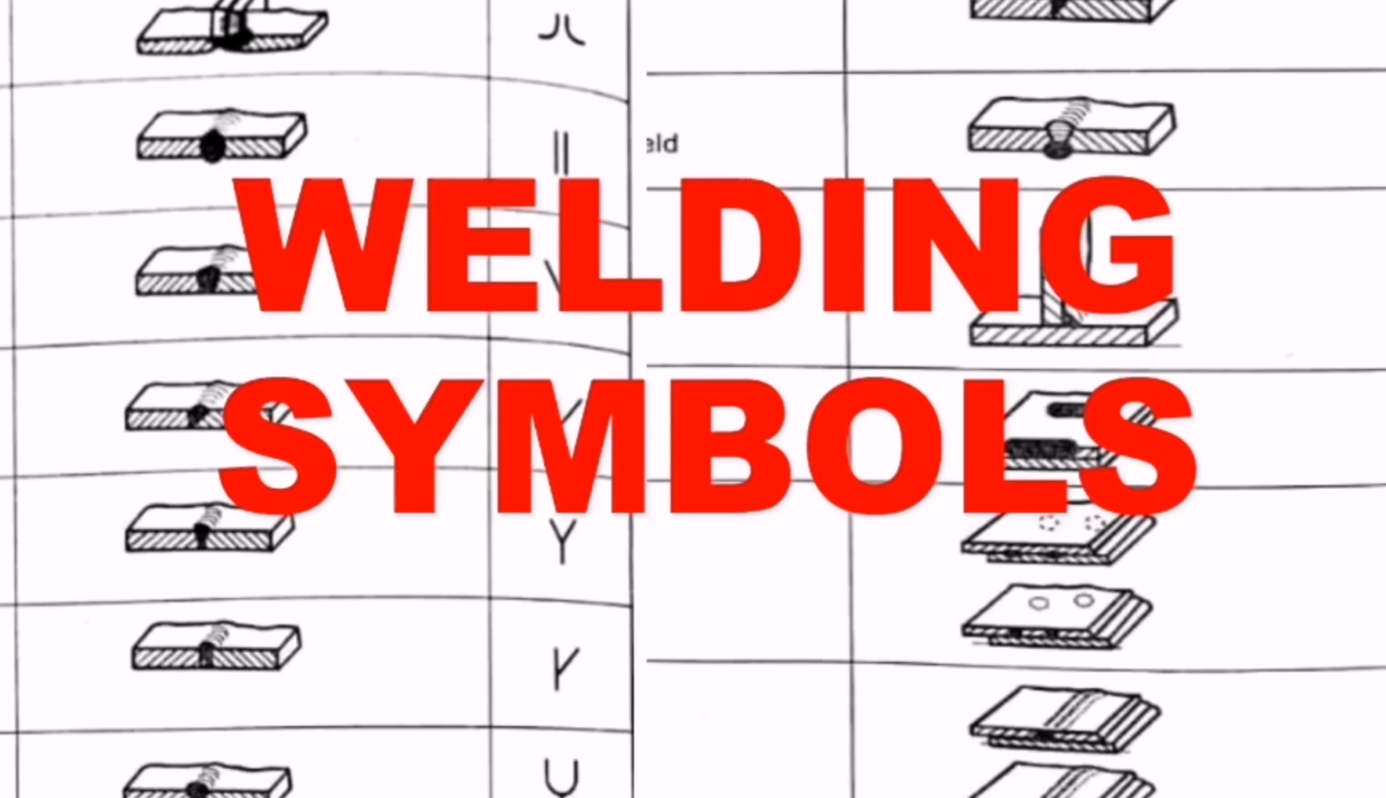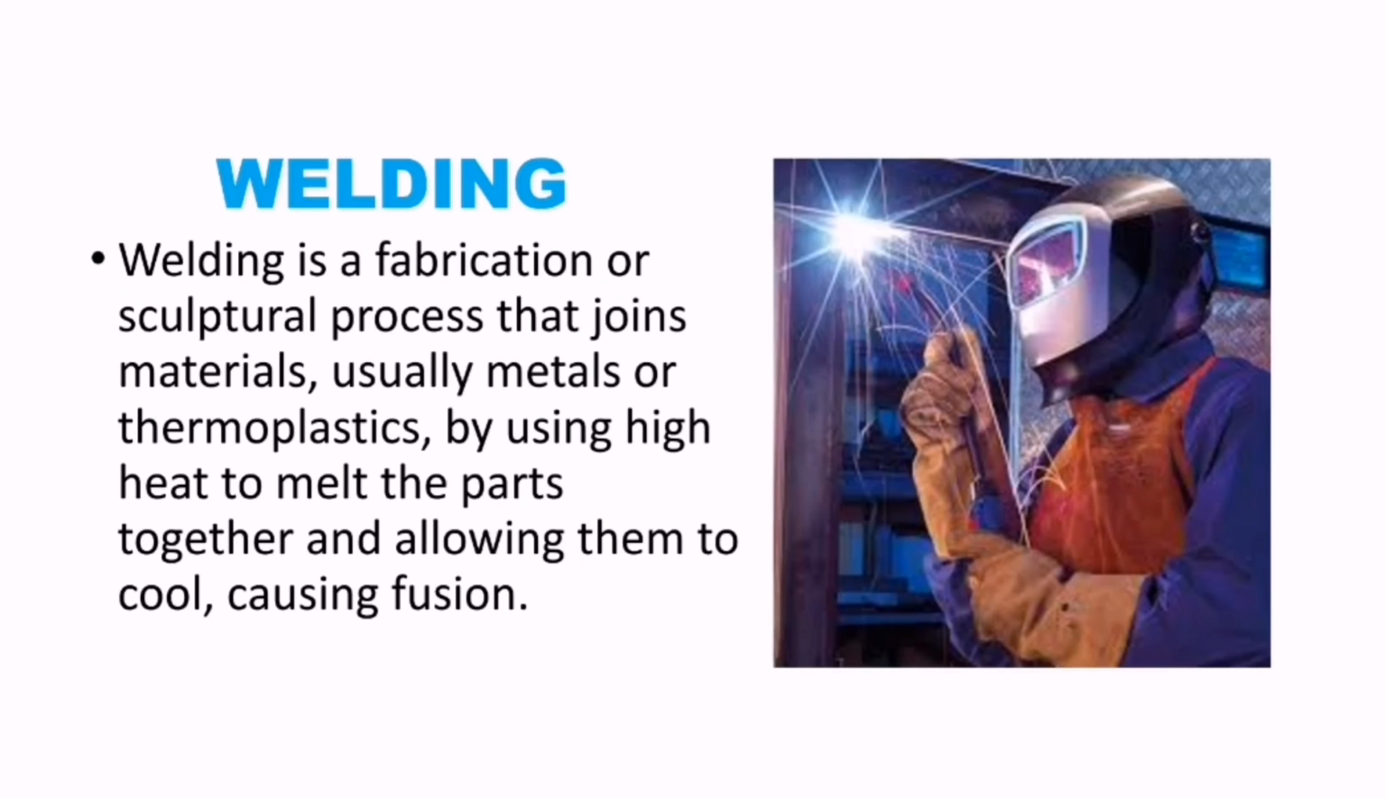This video provides you welding symbols. Welding symbols are very important in machine drawing as well as production drawing. So what exactly is meant by welding? It is a fabrication or sculptural process that joins materials, usually metals or thermoplastics, by using high heat to melt the parts together and allowing them to cool, causing fusion. So very simply, welding is nothing but a permanent fastening. Permanent fastening means we can join two metals permanently with the help of high heat.